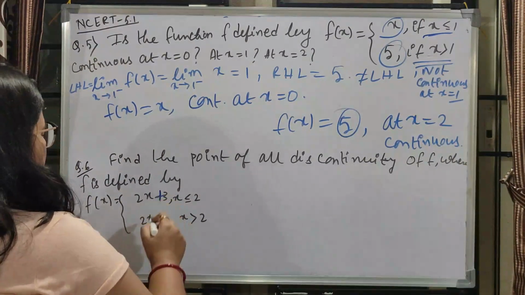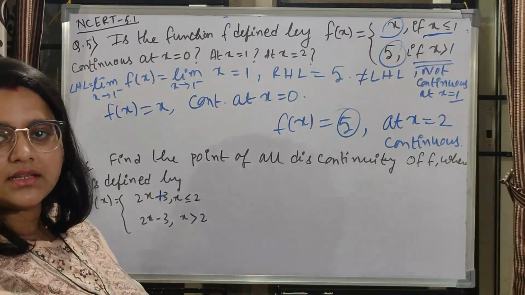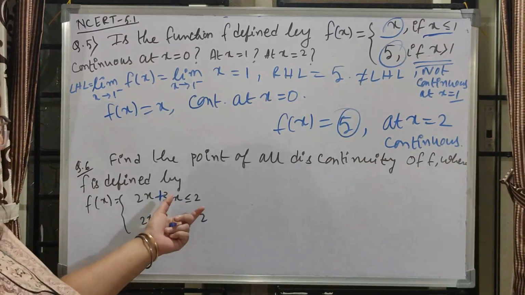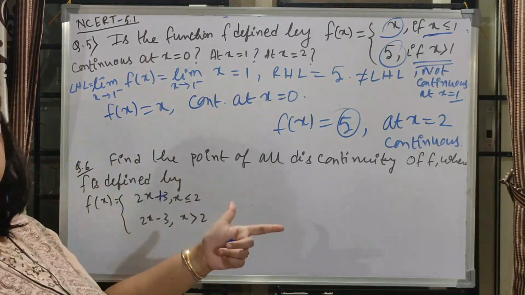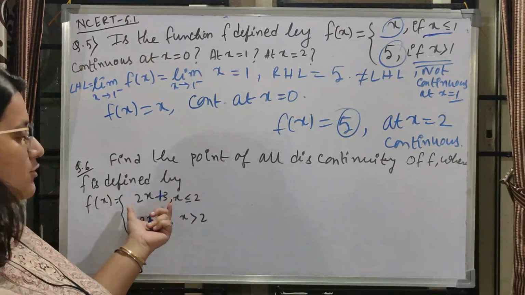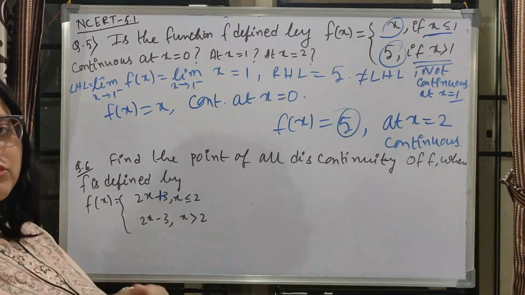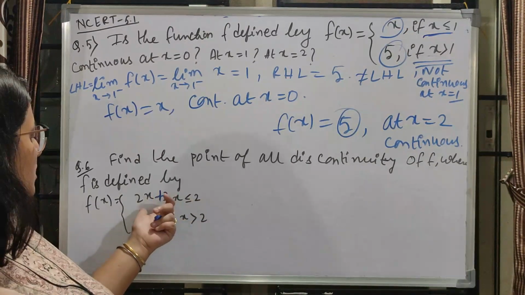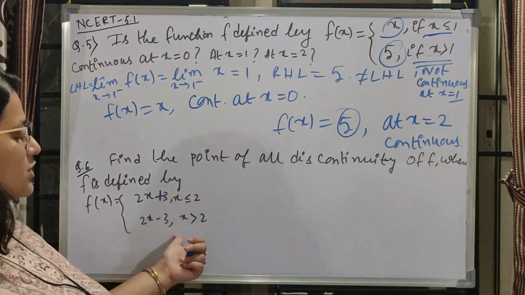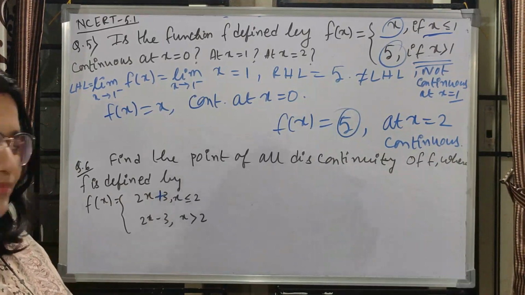This is 2x plus 3 for x less than or equal to 2, and 2x minus 3 for x greater than 2. See here, before x equals 2, that means from minus infinity to 2, all values are 2x plus 3, right? So it is a polynomial, and throughout that interval it will be continuous. But at x equal to 2, the left-hand and right-hand functions are different, so we will check continuity only at x equal to 2.